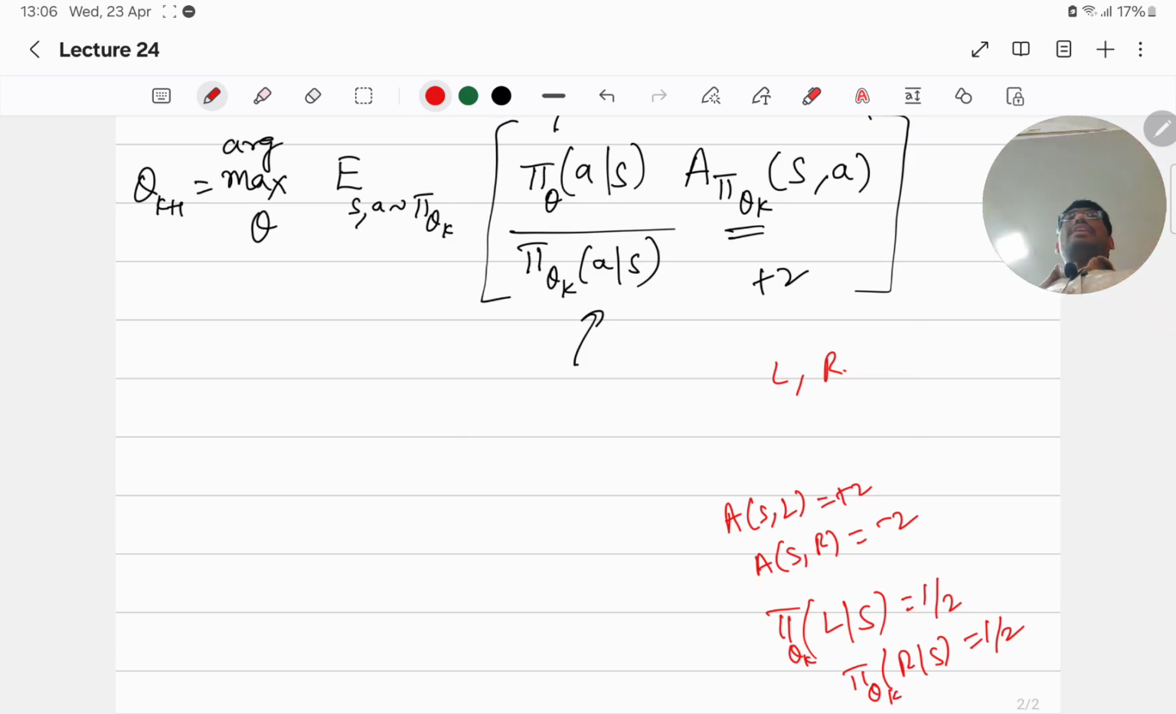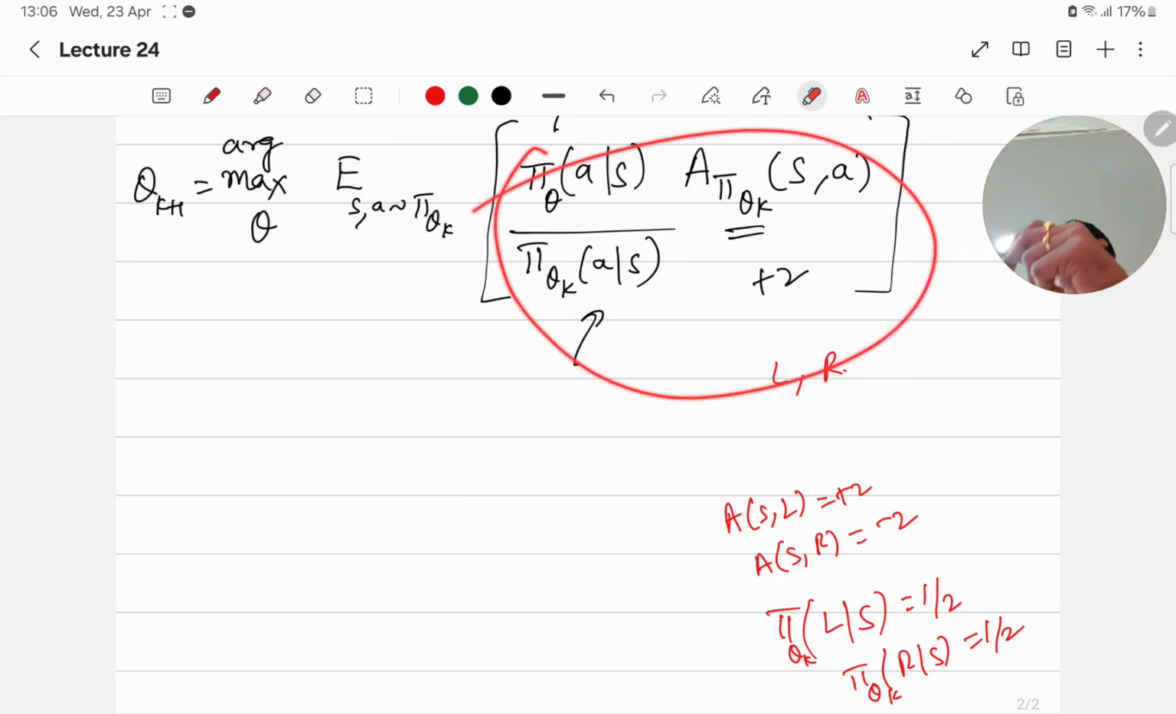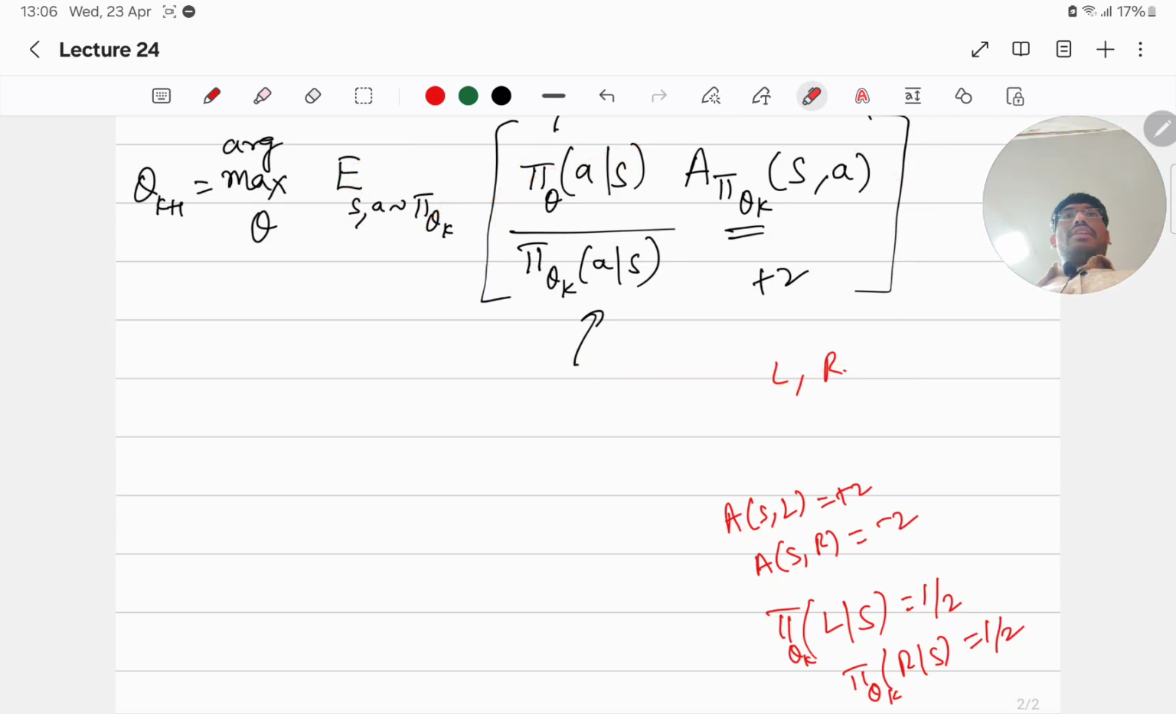So if I forget about this expectation, and you are dealing with this particular state S comma a pair, then for this S comma L pair you have a positive thing. If you are just trying to maximize this product, what will you take as the new probability of going left in the updated policy? 1, right? Why do you want to take anything less? Because you are trying to maximize this thing.